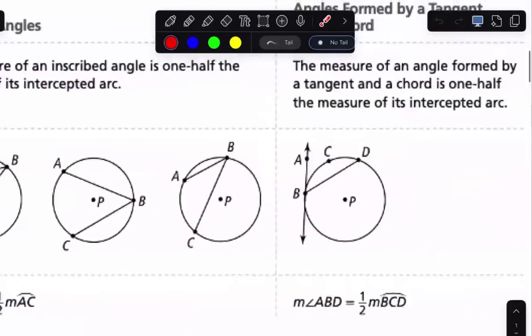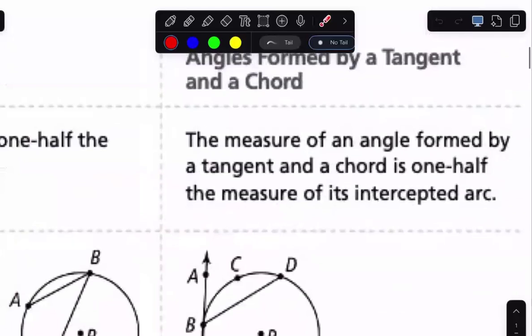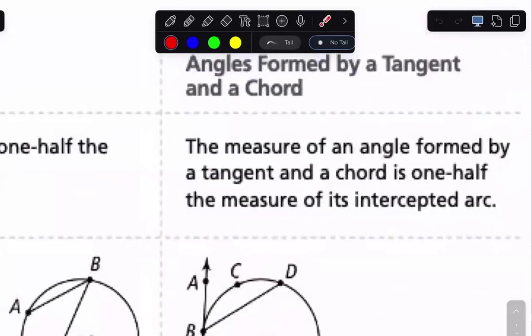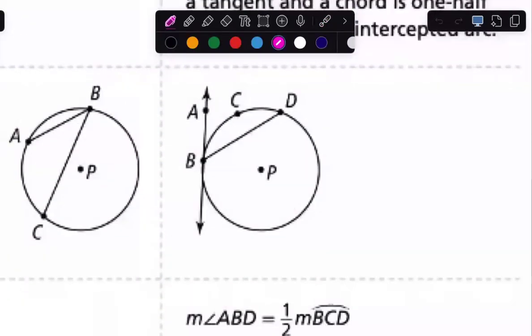The next one is the tangent one. This one's kind of the most confusing one. It says angles formed by a tangent and a chord. The measure of an angle formed by the tangent and the chord is 1/2 the measure of its intercepted arc. So for example, this means that angle ABD, which is this angle right here, is half of the arc BCD. So this angle is half whatever this arc is. So that's the relationship, that's what it's talking about, arc BCD.